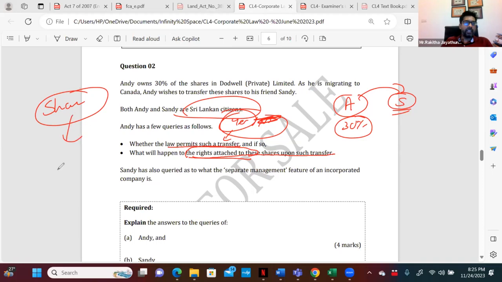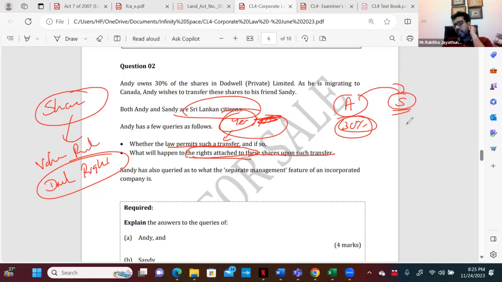What kind of rights? Earlier we learned, we always assume ordinary shares. You get voting rights. The other main right is dividend rights. This is the main right that you get as an investor. So Andy was holding 30% in the company. If those shares are transferred to Sandy, we say yes, he can freely transfer his 30% to Sandy. No restriction there, right? Then what happens? All the rights enjoyed by Andy will be transferred to Sandy.